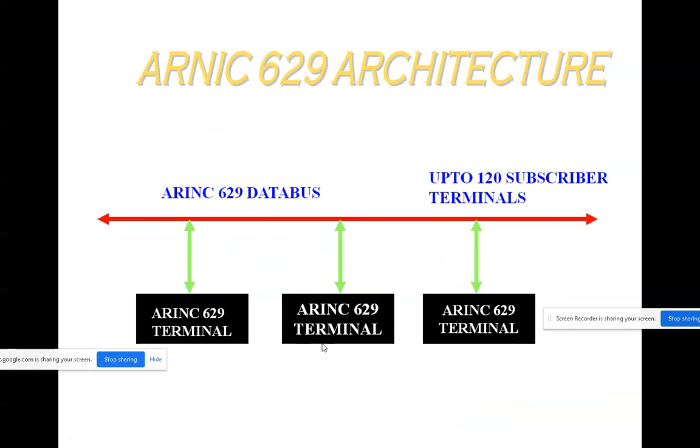This is the architecture of ARINC 629. So the ARINC 629 architecture will have more terminals, up to 120 subscribers, that is receivers, that can be connected in your data bus.